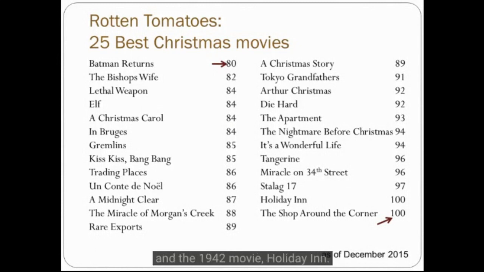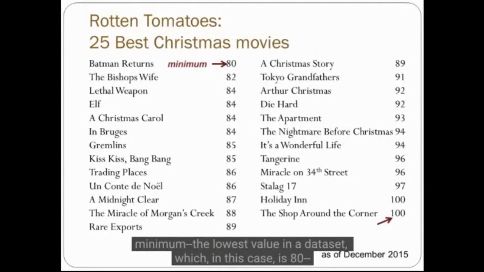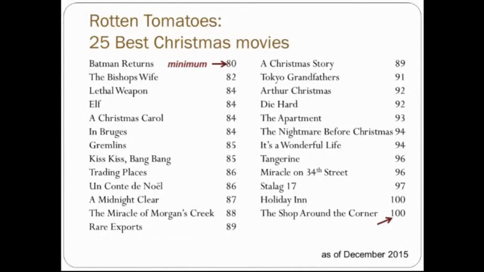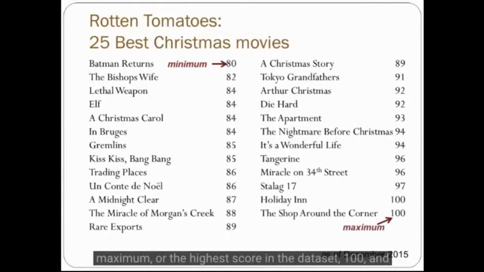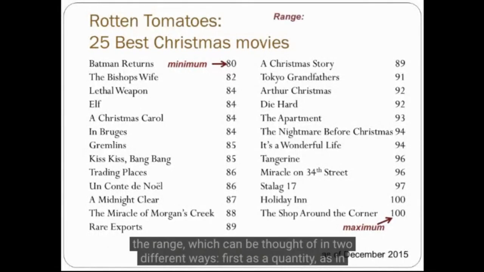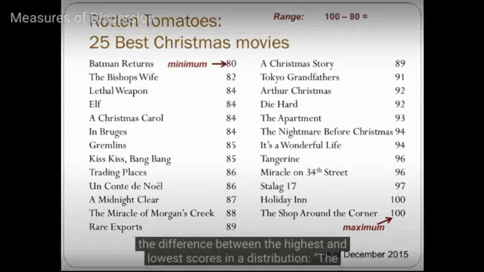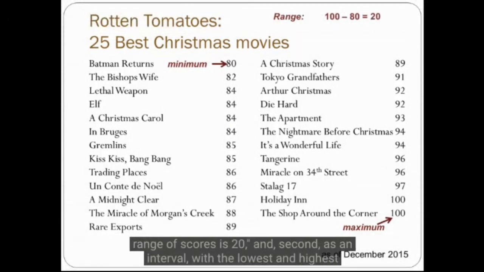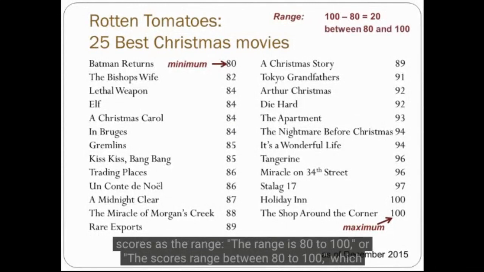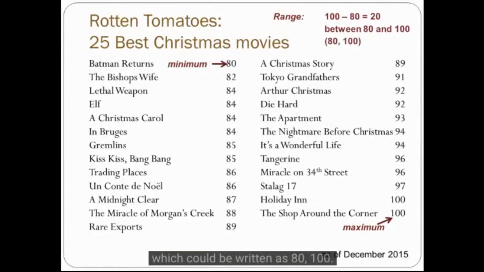This relates to the first three measures of dispersion: minimum, the lowest value of the data set, which in this case is 80, maximum, or the highest score in the data set, 100, and the range, which can be thought of in two different ways. First, as a quantity, as in the difference between the highest and lowest scores distribution. The range of scores is 20. And second, as an interval, with the lowest and highest scores as the range. The range is 80 to 100, or the scores range between 80 and 100, which could be written as 80, 100.